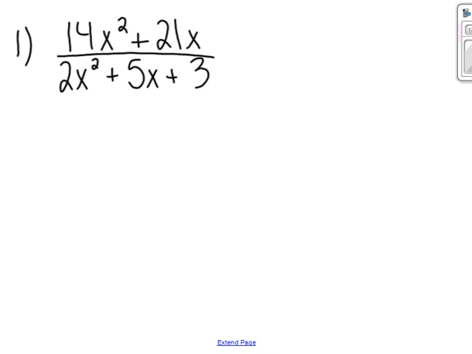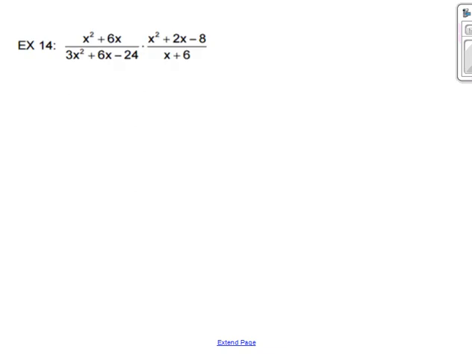Last one. So this one, factor. So on the numerator, you can factor out an x. Denominator. Oh, be careful with this one. Factor out the denominator. Take out a GCF. Take out a 3.